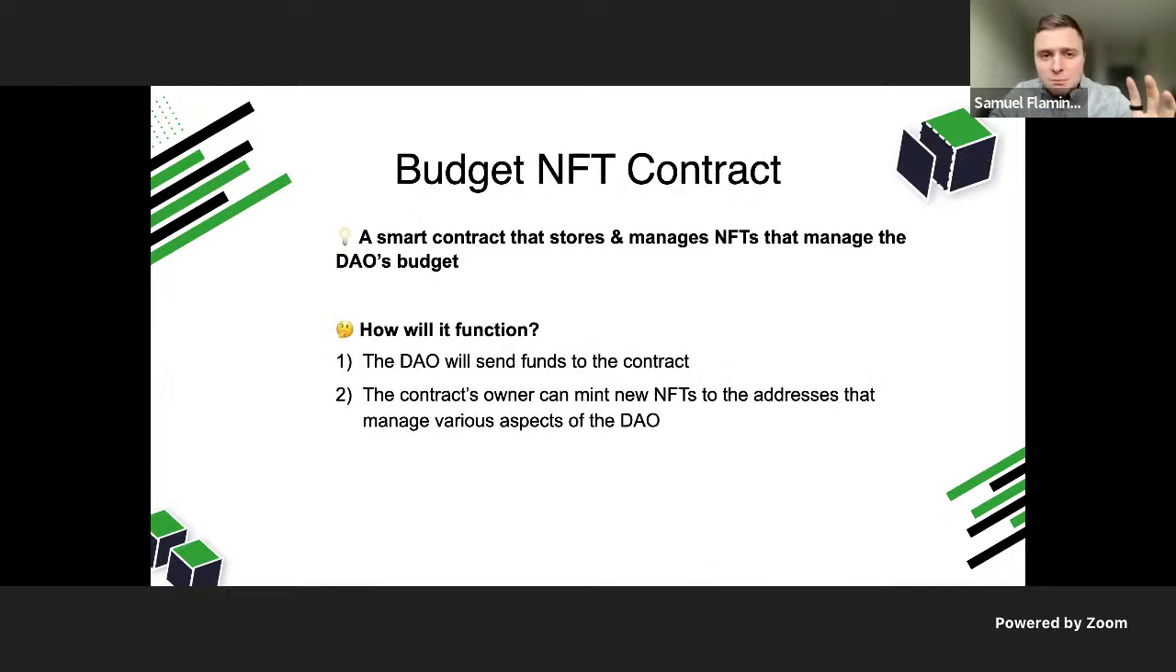So we have a contract we built called the Budget NFT contract that will store and manage NFTs, and will allow a DAO to budget out between their different working groups using NFTs and Superfluid streams. So what the DAO needs to do is deploy the contract, send a Superfluid stream or just some funds more generally to the contract, and then whoever owns the contract, maybe the multi-sig for the DAO, can mint new NFTs to contributors that will manage various aspects of the DAO.